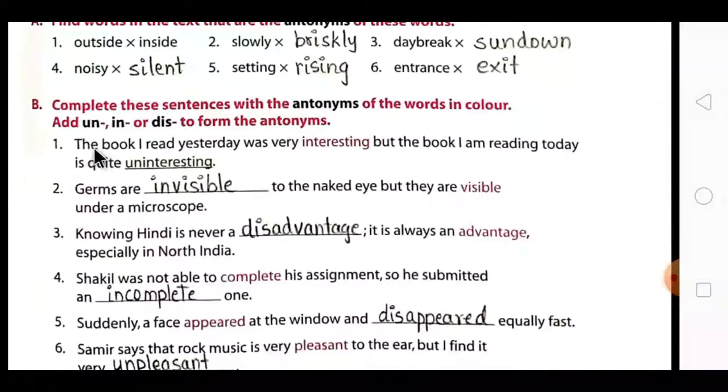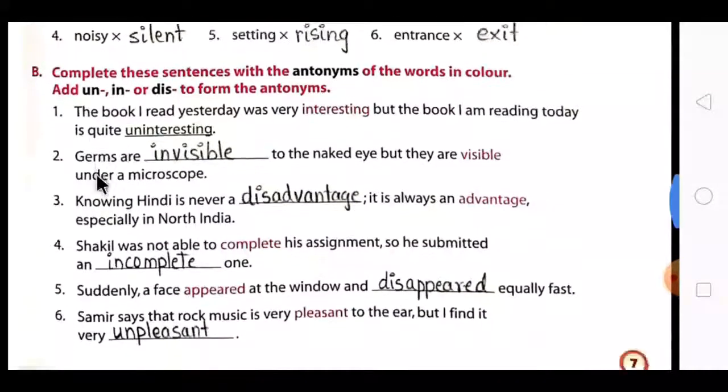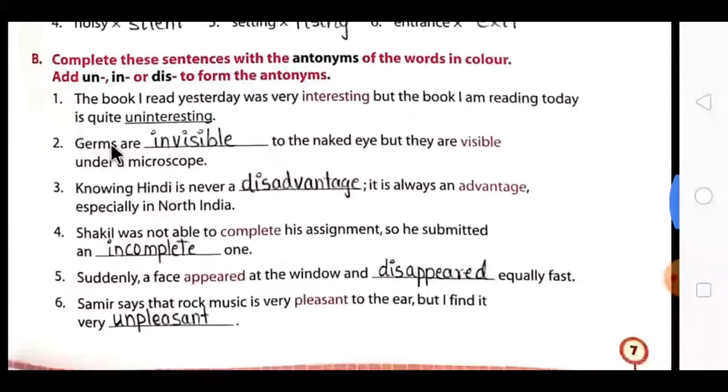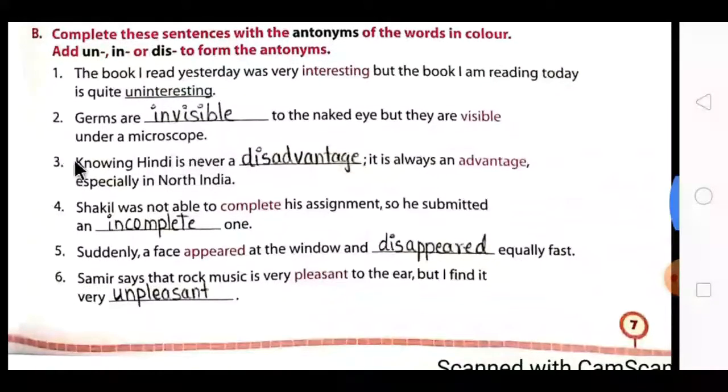The sentence is, the book I read yesterday was very interesting, but the book I am reading today is quite dash. It means you have to write the opposite of interesting using un, in or dis. So we wrote it uninteresting. Now the second one is, germs are dash to the naked eye, but they are visible under a microscope. Now what will be the opposite of visible? It will become invisible.